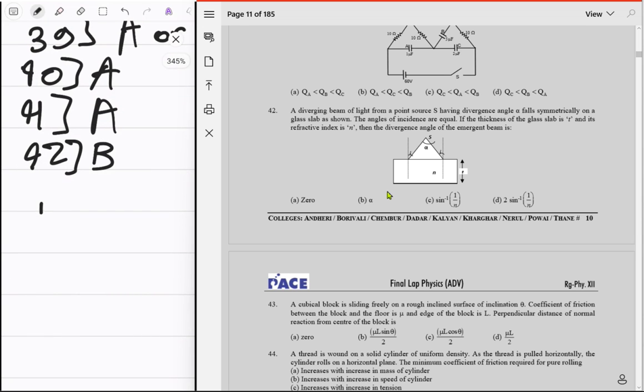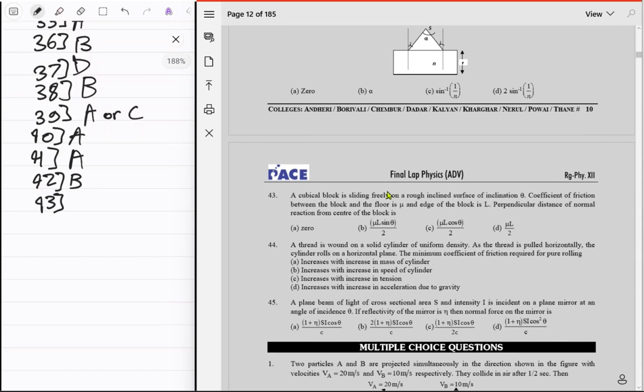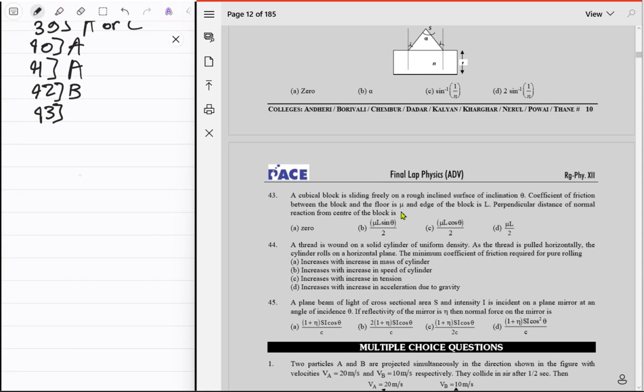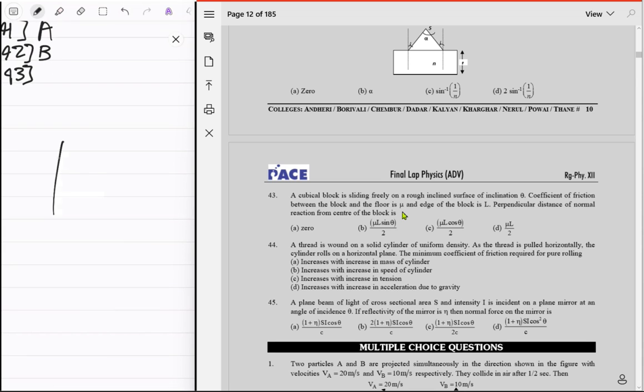Next question, 43. Okay, a cubical block is sliding freely on a rough inclined surface of inclination theta. Coefficient of friction between the block and floor is mu, and edge of the block is L. Perpendicular distance of the normal reaction from the center of block. Okay, first of all, center of block के बारे में बात, right? So just जो block है, take out this guy.